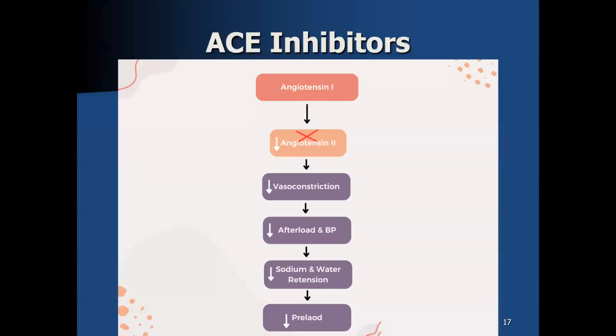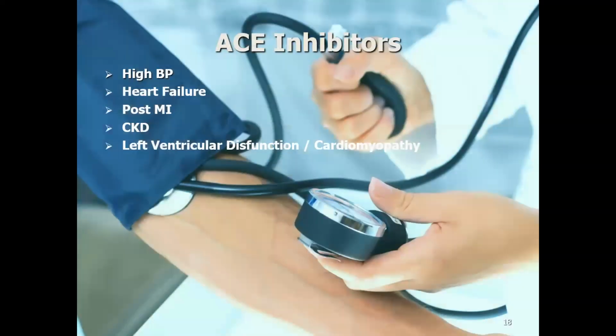ACE inhibitors, or angiotensin-converting enzyme inhibitors, are prescribed primarily to manage conditions that involve high blood pressure or strain on the heart and kidneys. Their main purpose is to block the enzyme that converts angiotensin 1 to angiotensin 2, a powerful vasoconstrictor. By doing so, they relax the blood vessels and lower blood pressure. They help reduce blood pressure and lower the risk of stroke, heart attack, and kidney disease.